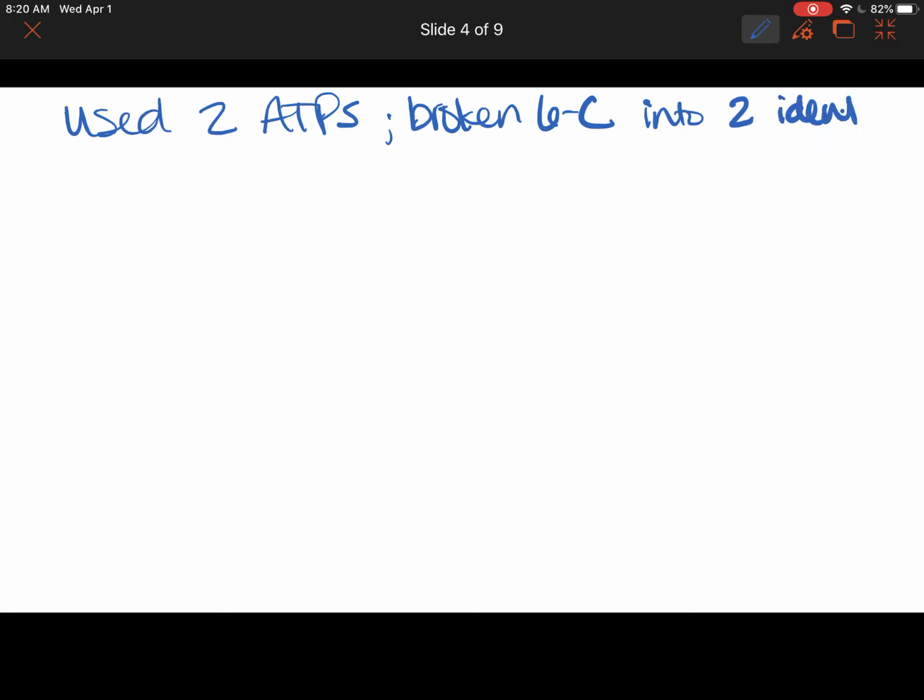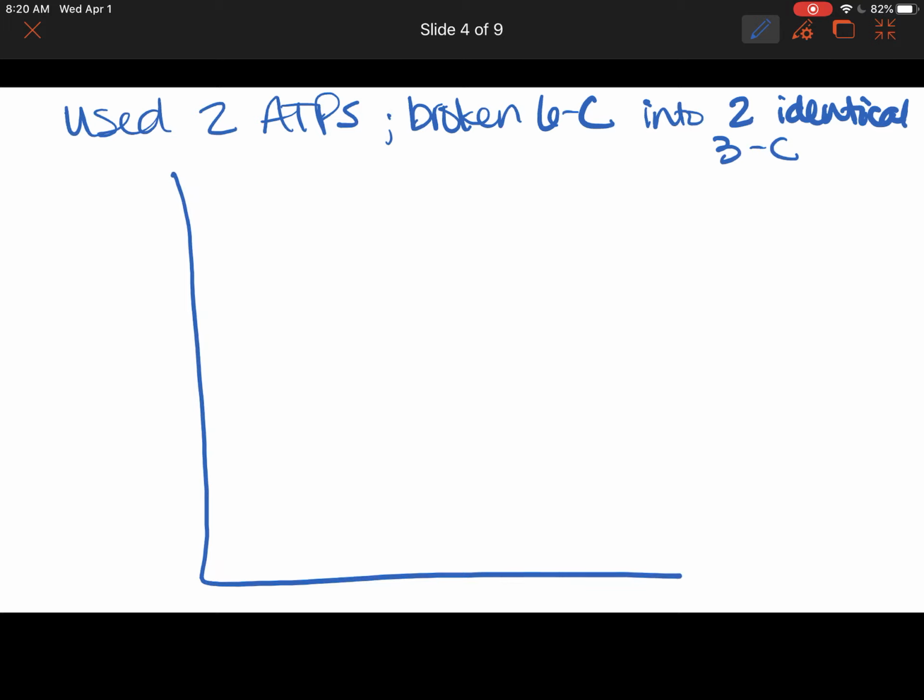Okay, so what have we done in the energy investment phase of glycolysis? We've used 2 ATPs and we have broken our 6-carbon molecule into 2 identical 3-carbon molecules. Now, if we look at this from an energy progress curve perspective, we're starting with glucose, okay? Glucose is already an energy containing molecule, right? But we invest energy from 2 ATPs and we move up even higher on this energy progress curve, okay?